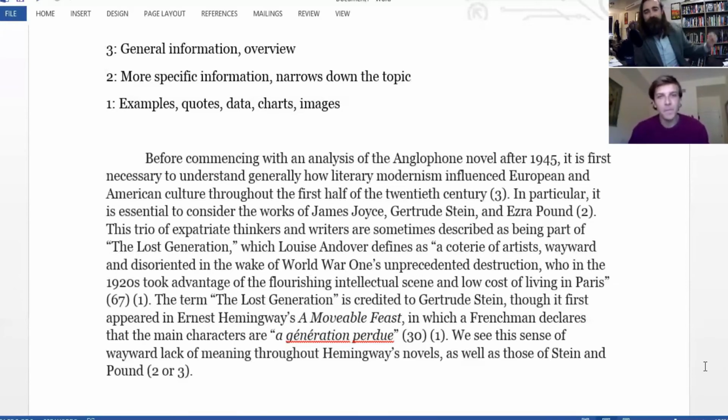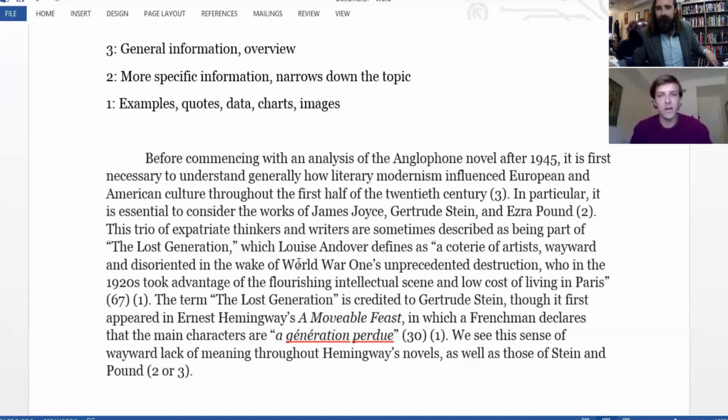Excellent. So if we move back up to that first sentence there, we know it's a 3, an overview. What do we see in that sentence, or why do we think that's a number 3 here? Well, first of all, it sets the scene: Anglophone novel, 1945, and understanding generally how literary modernism influenced European culture. So we've got this basic kind of teaching going on. So definitely an overview, definitely general information.